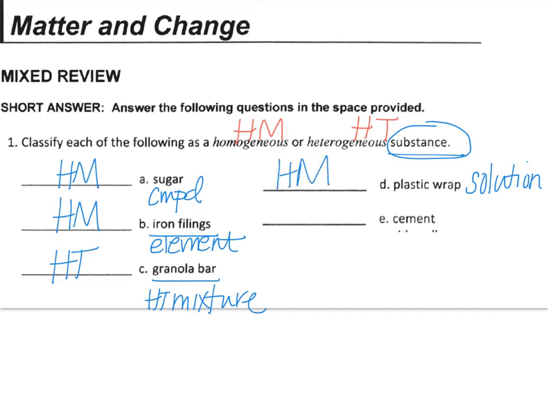And then lastly, we have cement. And if you look at cement, it does look different. You've usually got little rocks or pebbles in there. We would call that a suspension. And so because it's a suspension, it would be heterogeneous throughout, meaning it would look different. All right, let's move on to the next slide.